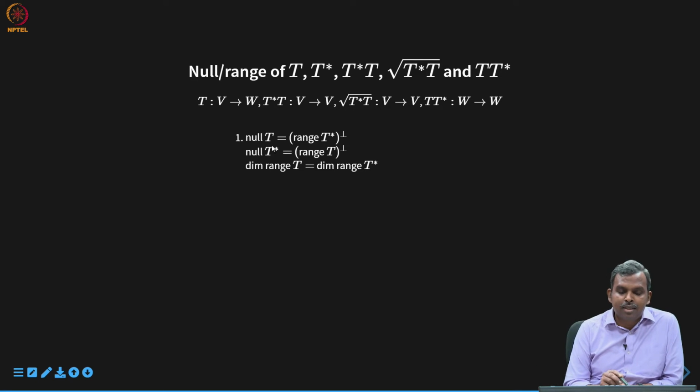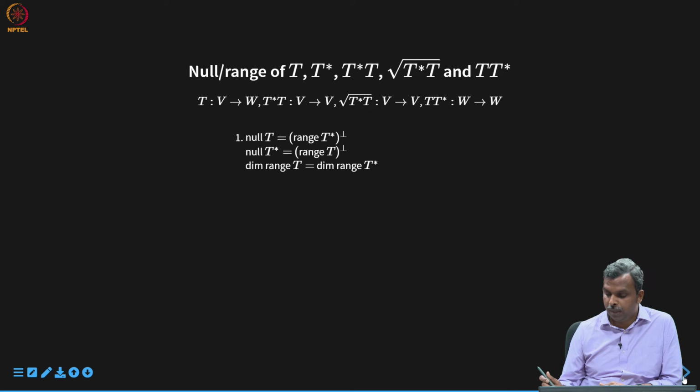So the first is T and T star. This is standard, right? So for any T and T star, null T is range T star orthogonal complement. Okay, and the same thing with T star. Instead of T, if you put T star, you will get null T star is range T orthogonal complement. And from this, you can conclude that range of T and range of T star have the same dimension. Okay, this is true for any operator T. We know that this is true, right?